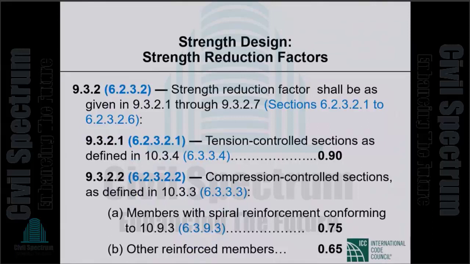Okay, now the phi factors. Tension control sections, phi is 0.9. Notice we don't say phi of 0.9 for flexure or for beams. It is for tension control sections, 0.9. If it is a compression control section, spirally reinforced member, 0.75. If it is not spirally reinforced, the phi is 0.65. Notice again, we don't say phi of 0.75 for columns. Okay, it's compression control sections that are spirally reinforced.